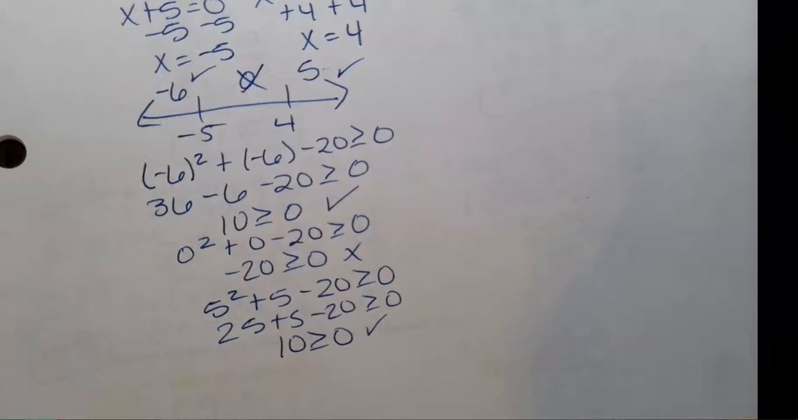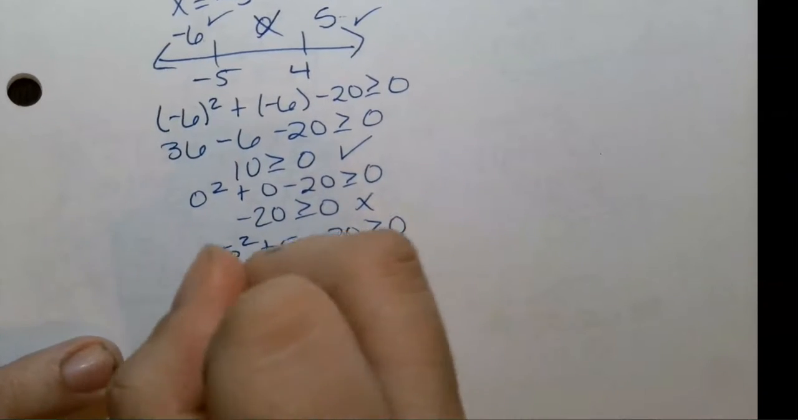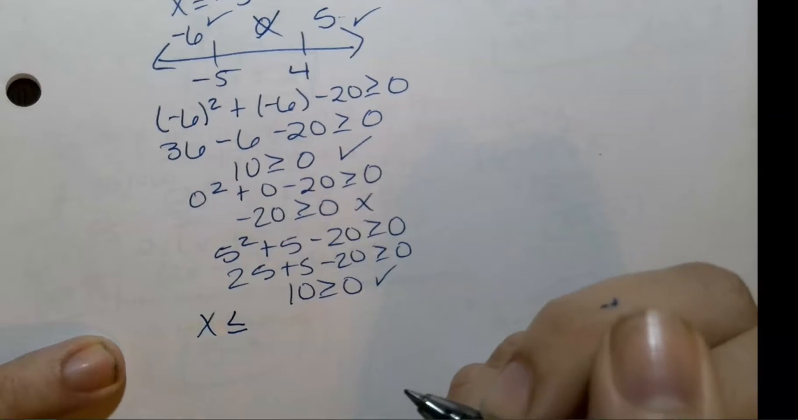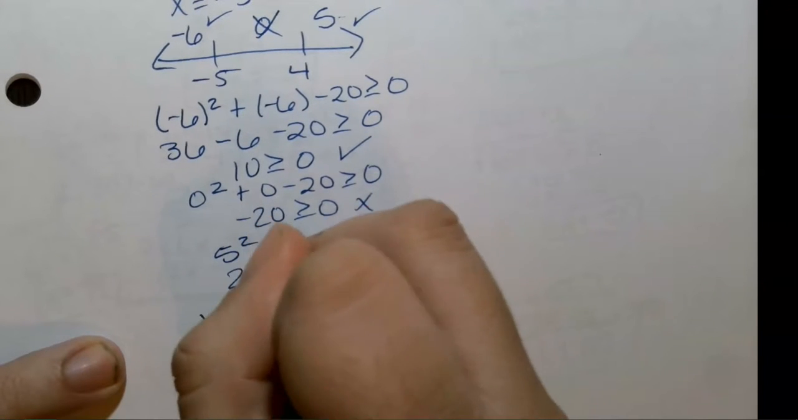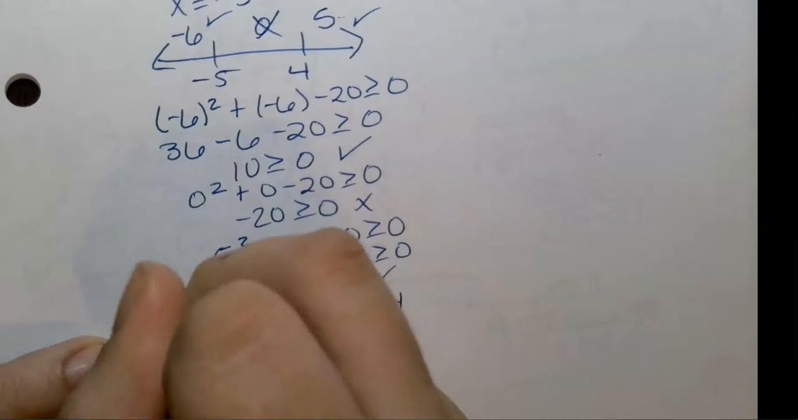So, because it's true on the outsides, what I do is I write x is less than or equal to, I keep the line if the original inequality had it, -5, or x is greater than or equal to 4.